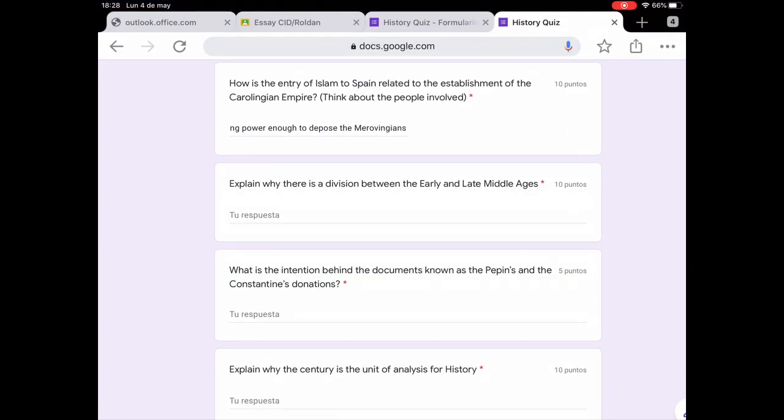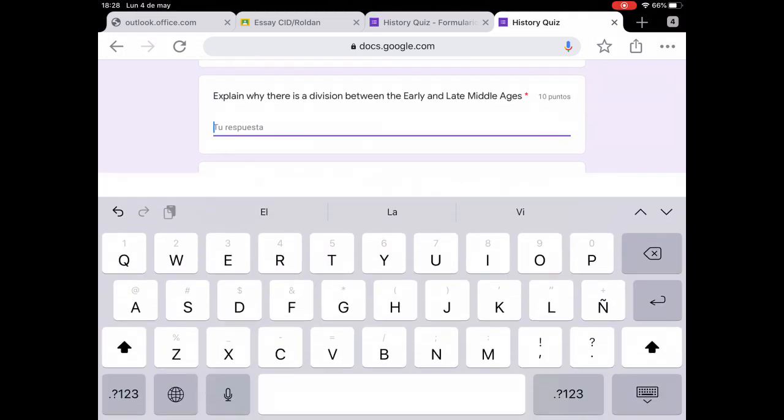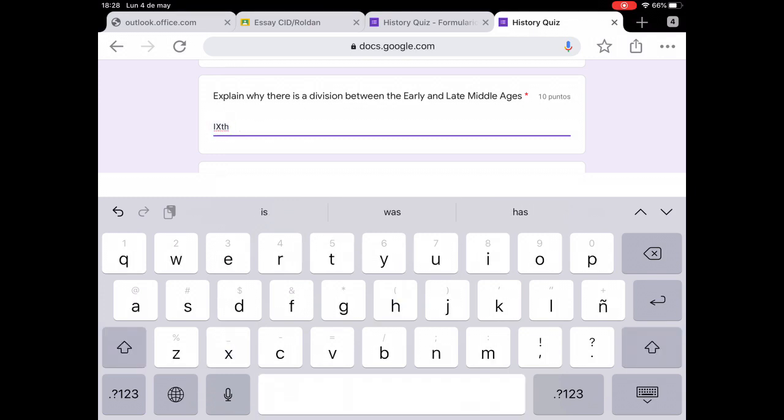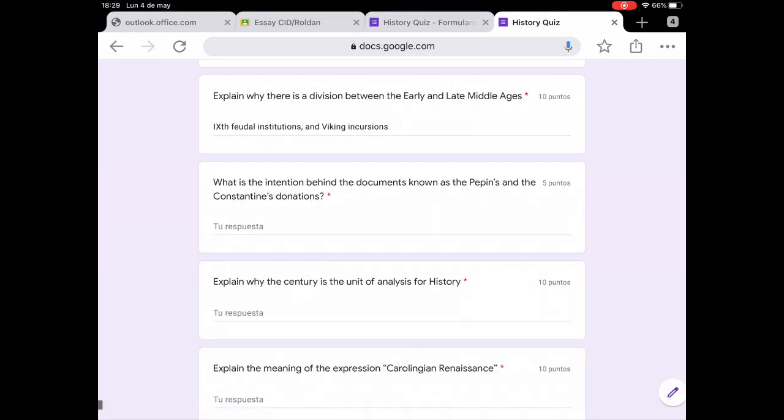So we can answer the other one. Explain the division between the early and the late Middle Ages. Remember that by the 9th century we're going to have the beginning of the feudal institutions, precisely by the hand of Charlemagne, and we're also going to have the Viking intrusions or incursions. So remember that these two things are going to be changing the way in which Europe is going to be organized throughout the rest of the Middle Ages.